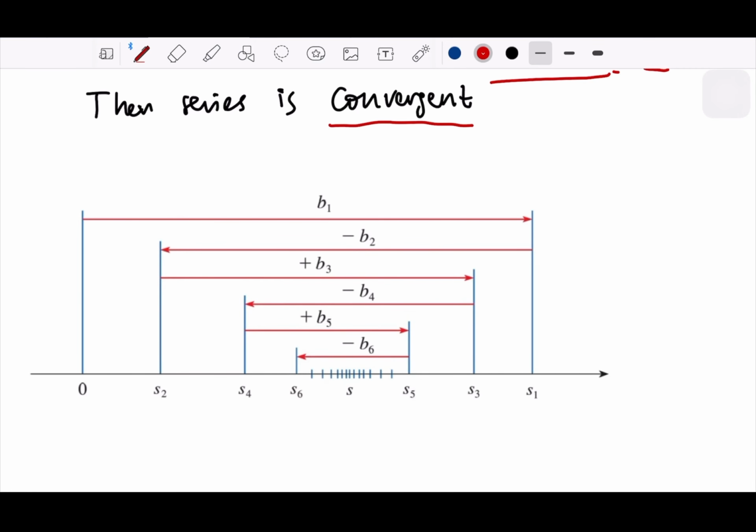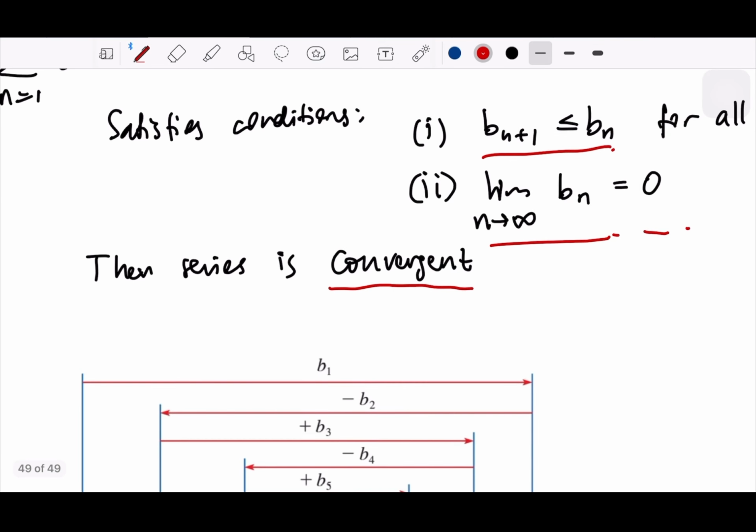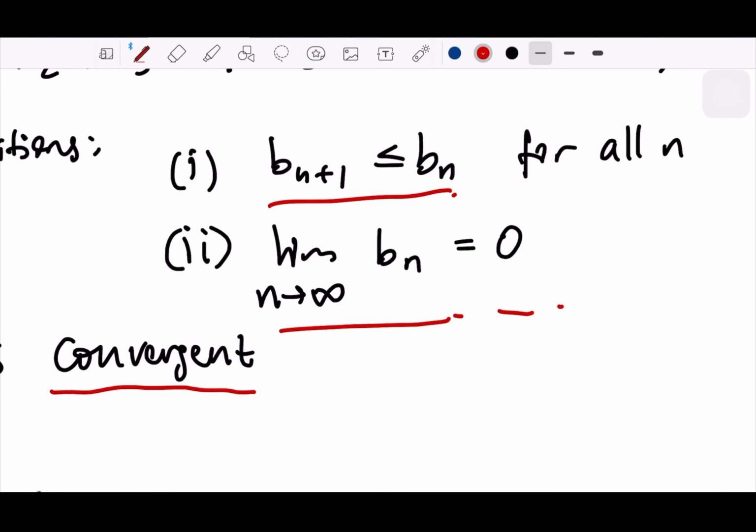What we are saying is that the terms are getting smaller and smaller and smaller, and eventually this is what the conditions are. Okay? When the terms are decreasing and the limit is getting closer to 0, then of course you should have a convergent series for the alternating sign. I hope that the graph is helping.